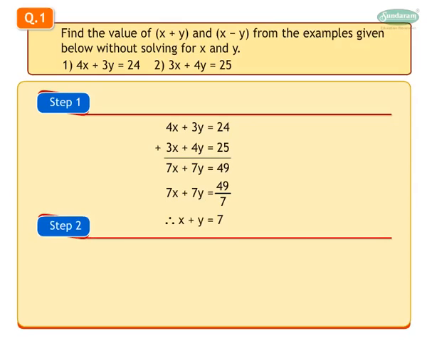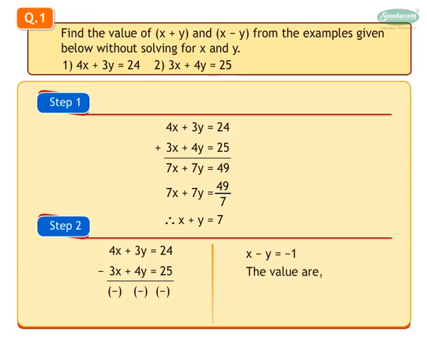Step 2. To find the value of x - y, 4x + 3y = 24 minus 3x + 4y = 25. We subtract equation 2 from equation 1. Hence, we change the signs accordingly. We get the result x - y = -1. So, the values are x + y = 7 and x - y = -1.